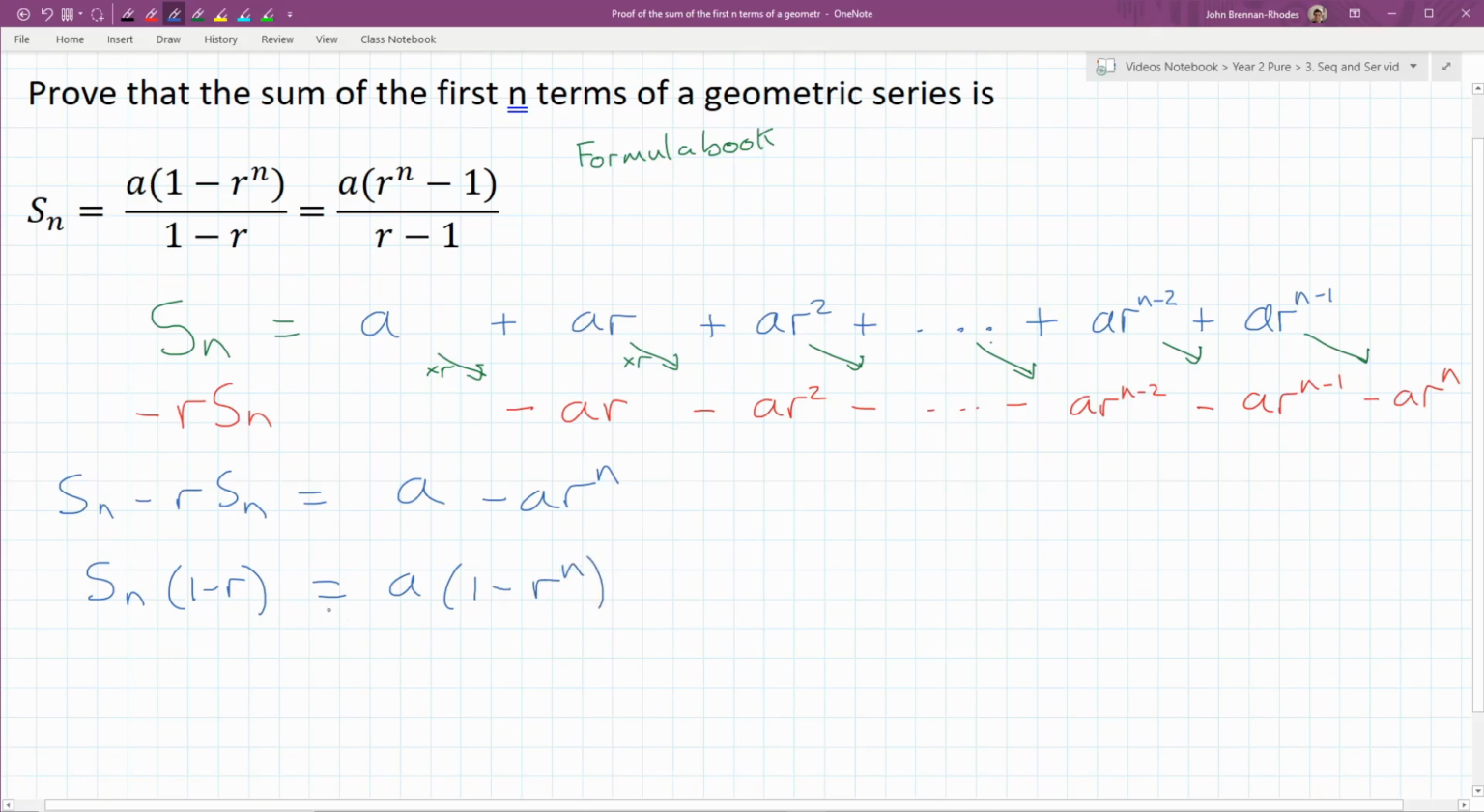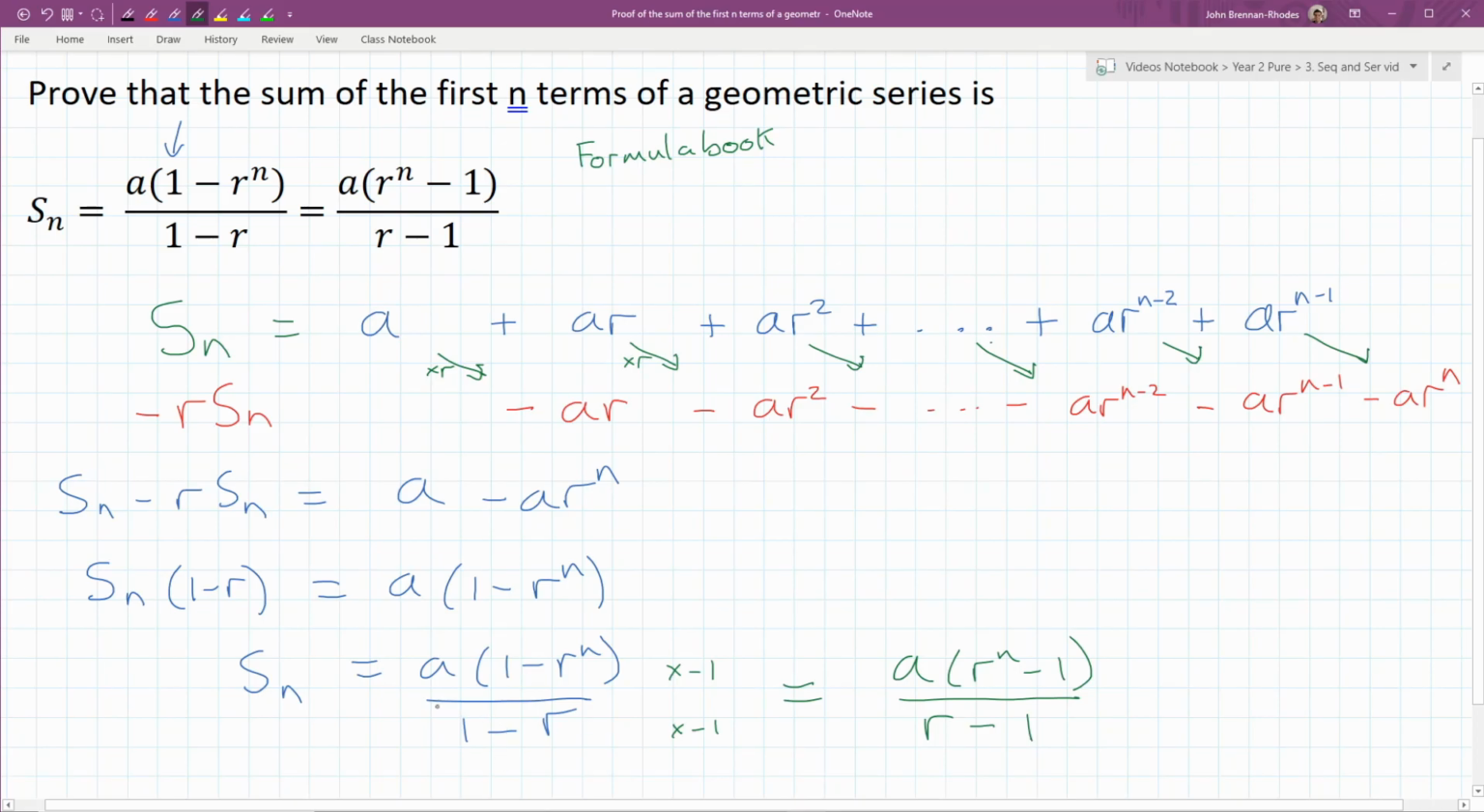And I'm going to divide both sides by 1 minus r to get Sn is equal to a, open brackets, 1 minus r to the n, all over 1 minus r, which is as we got here. Now, what about this other version of the formula? Well, actually, you can get to that by multiplying top and bottom of this equation by minus 1. And it turns out it's just another version of the formula, which is useful. R to the n minus 1 over r minus 1.